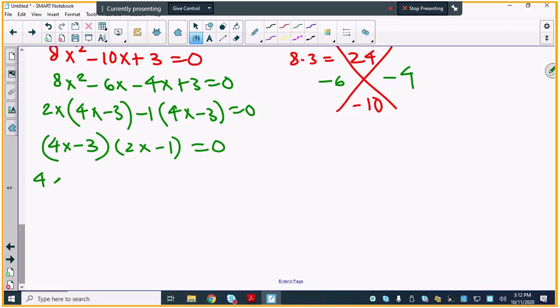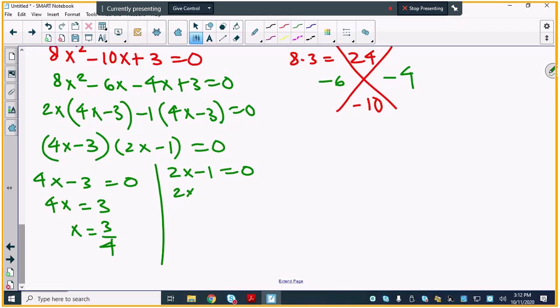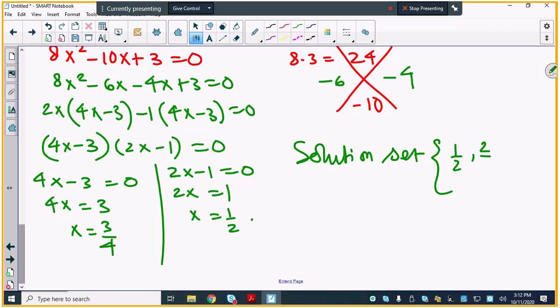So either 4x minus 3 equal to 0, which means 4x is equal to 3, which means x equal to 3/4, or 2x minus 1 equal to 0, which means 2x equal to 1, or x equal to 1/2. So I have all three of my solutions. One of them was given to me, and when asked to write down the solution set, the lowest solution is going to be 1/2. Then the given solution 2/3, and then the one we have found as 3/4. Answers my question.